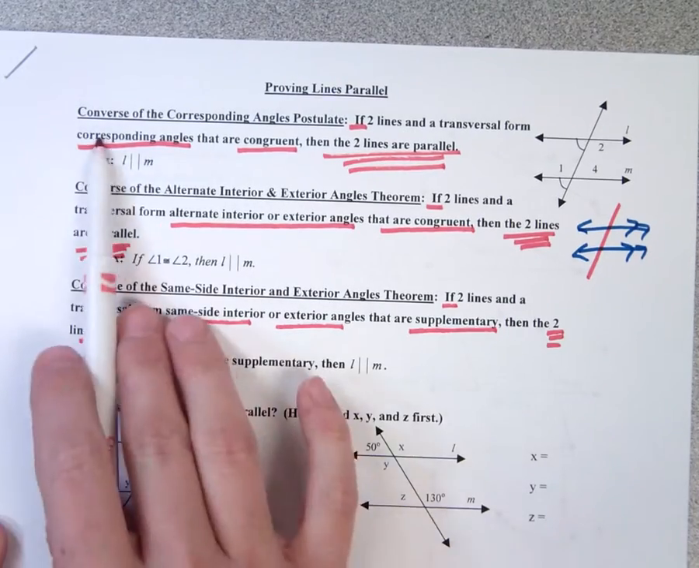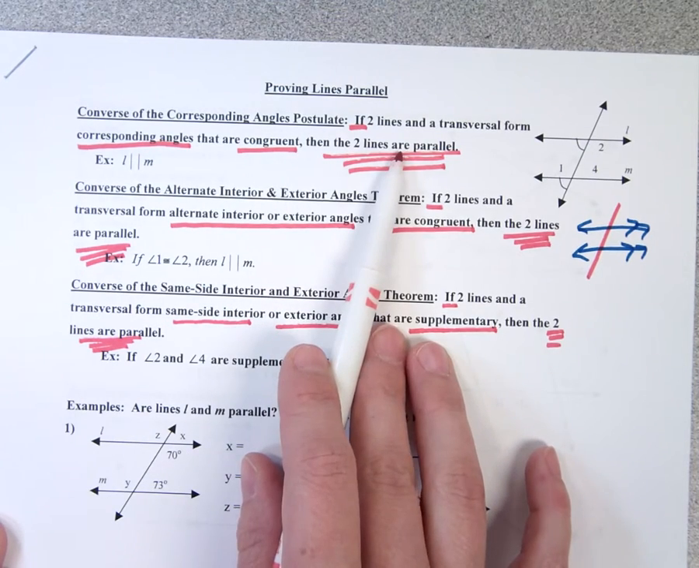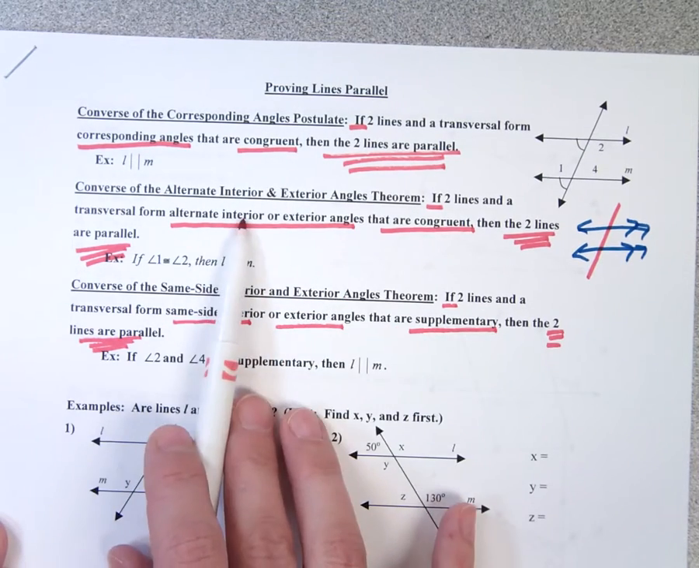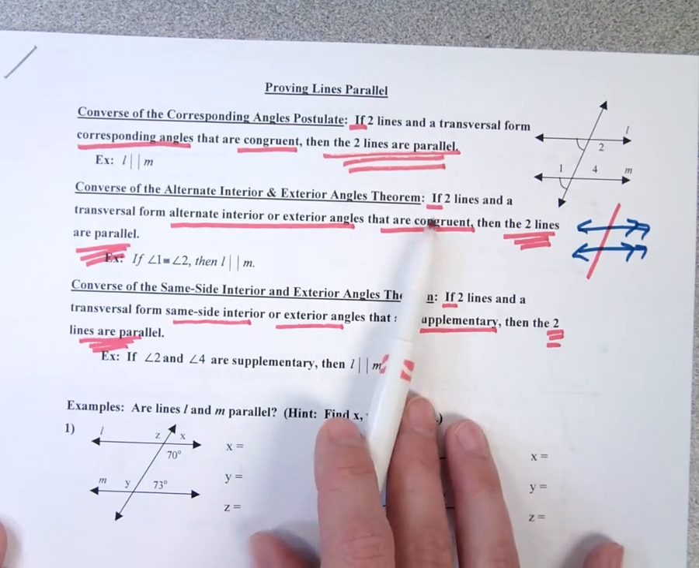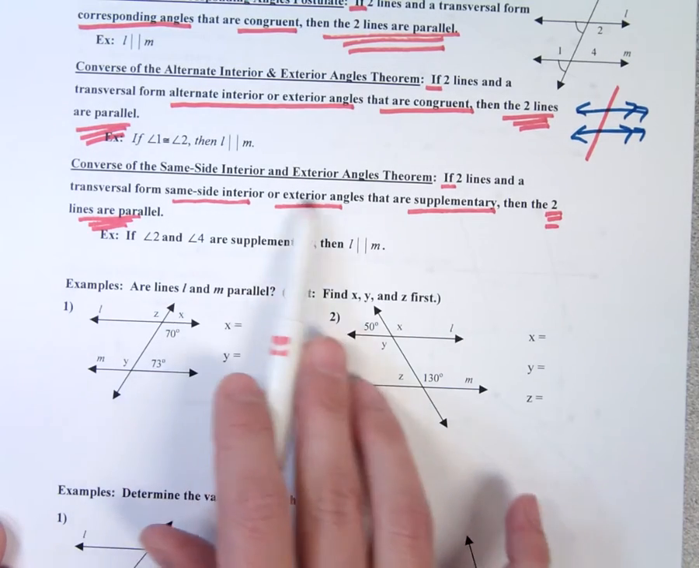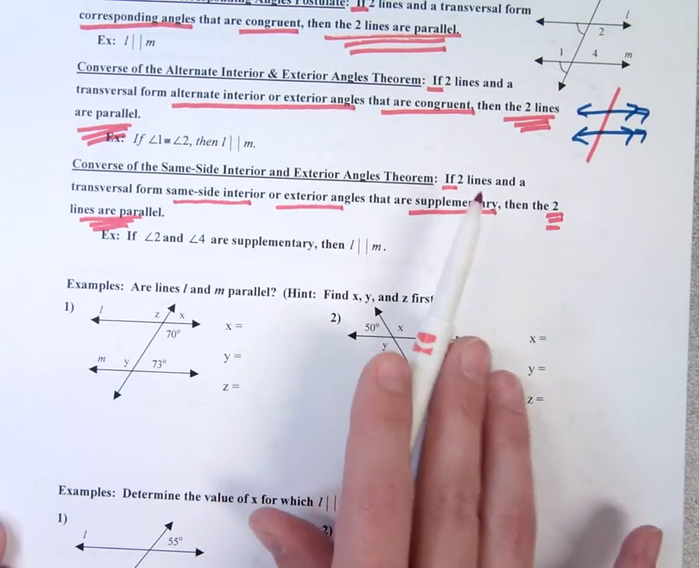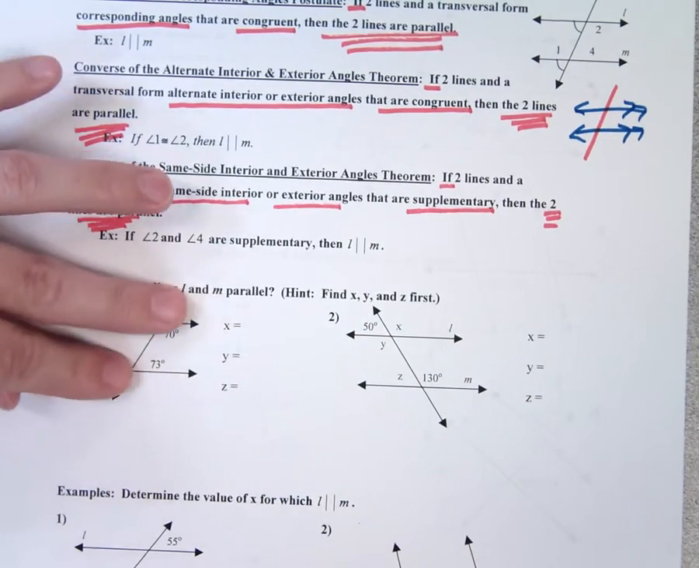Okay. So the first example, it wants to know, are lines L and M parallel? So if I can show corresponding angles congruent, then I'm going to know that the lines are parallel. If I can show alternate interior or alternate exterior angles congruent, then I'll know the lines are parallel. Or if I can show same side interior or same side exterior angles are supplementary, then I'll know the lines are parallel.